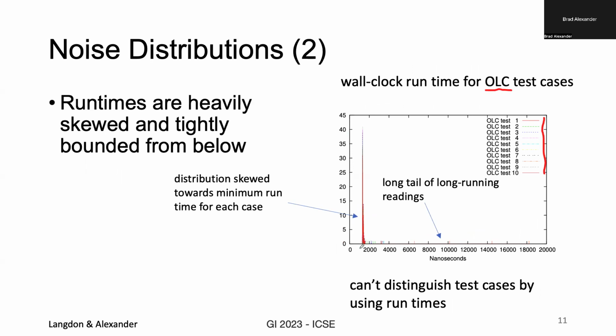The runtime won't go below a certain minimum. It's bounded from this side, but on the other side, in terms of long runs, it's got this long tail. And again, when you just look at wall clock time, we can't distinguish test cases using runtime. That indicates a bit of a problem, because we know these test cases will execute different numbers of lines of code, so we know they should take detectably different times.